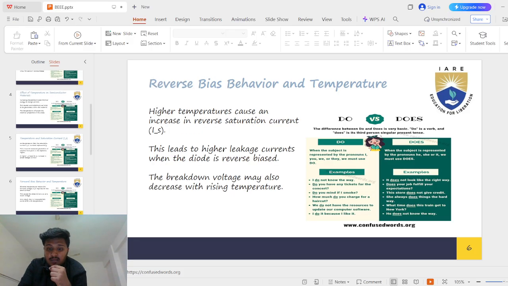Reverse bias behavior and temperature. When the temperature increases, more charge carriers, electrons and holes, are generated inside the diode. This makes the reverse saturation current go up. As a result, the small leakage current that flows when the diode is reverse biased becomes larger. Also, the diode may break down, conducting heavily in reverse at a lower voltage, because high temperature weakens the junction barrier.